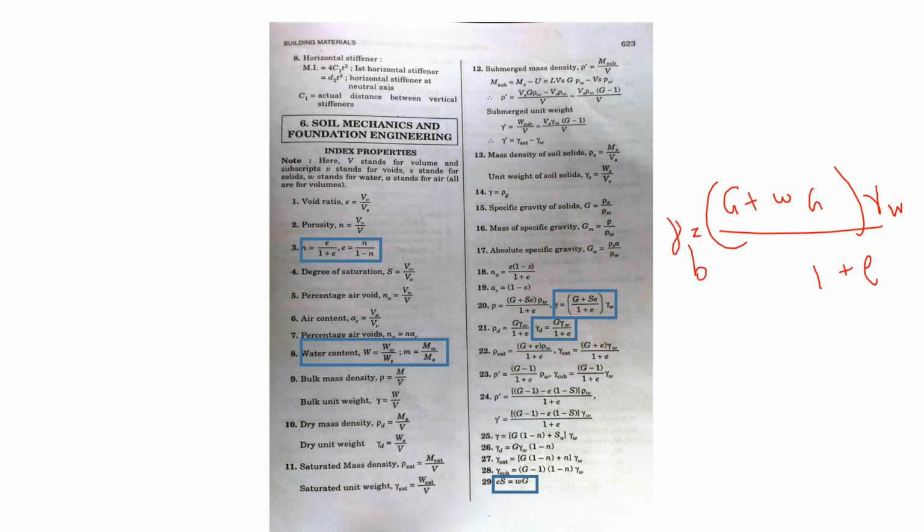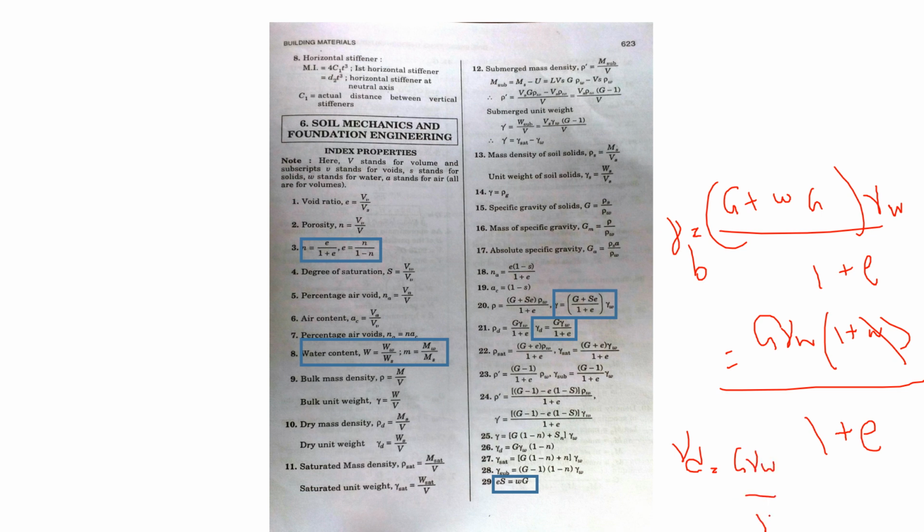Okay, so instead of sc, if you substitute wg, you can take that g outside, so g gamma w by 1 plus w. I usually remember this formula because it rhymes: g gamma w into 1 plus w by 1 plus e. Okay, in a dry soil, w will be 0, so if I put 0, gamma d will become g gamma w by 1 plus e.